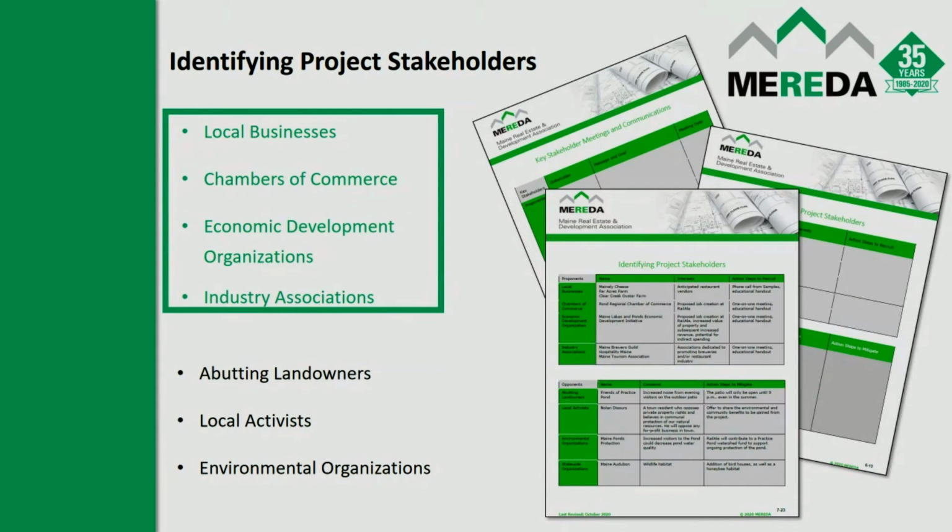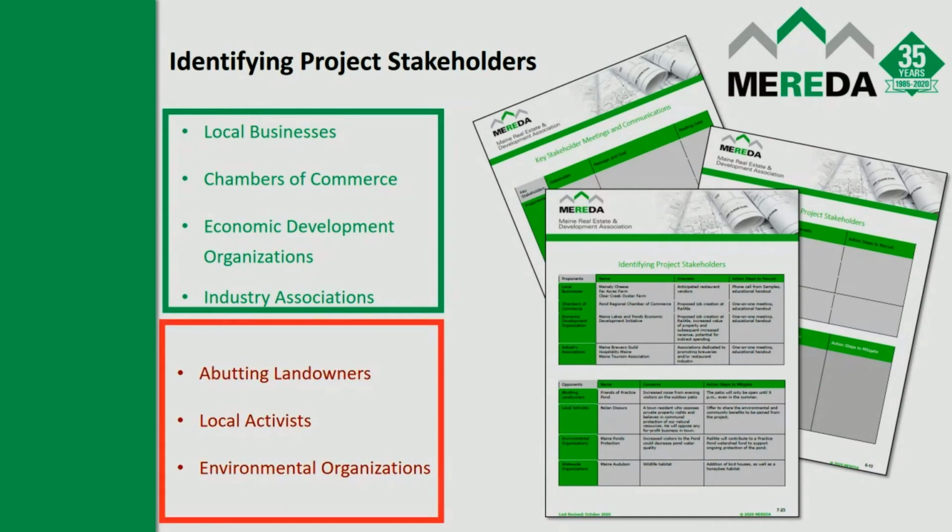They tend to be a pretty business-friendly group of people. But you're also going to identify potential opponents to the project. And those could include abutting landowners, local activists, environmental organizations. Again, you'll have a better sense of that as you start to understand how your project might impact your community positively or negatively.